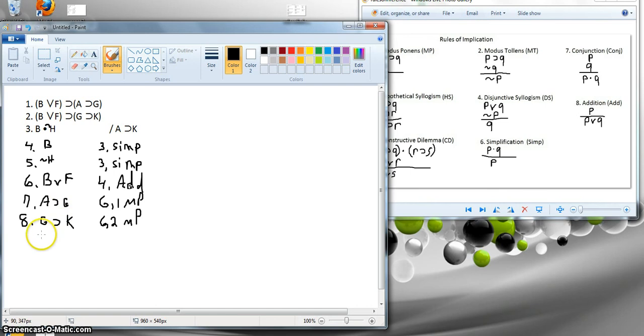And remember earlier I said we could use a hypothetical syllogism if we had these two on the, well, we don't even have to put them on the same line. We can do 9. We're going to do 7 and 8, or let's say 8 and 7. 7 and 8, I'm sorry, because you have if A then G and if G then K. If 1 then 2, if 2 then 3. Therefore if 1 then 3. Right, so we're going to do 7 and 8.